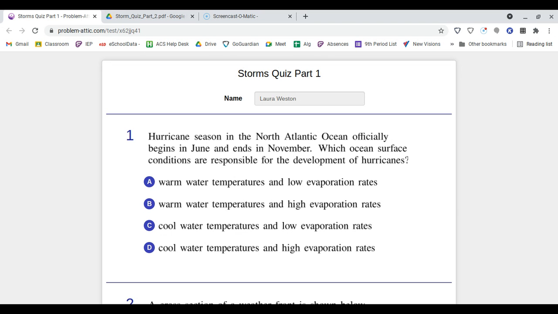Is it warm water temperatures and low evaporation rates? Warm water temperatures and high evaporation rates? Cool water temperatures and low evaporation rates? Cool water temperatures and high evaporation rates?